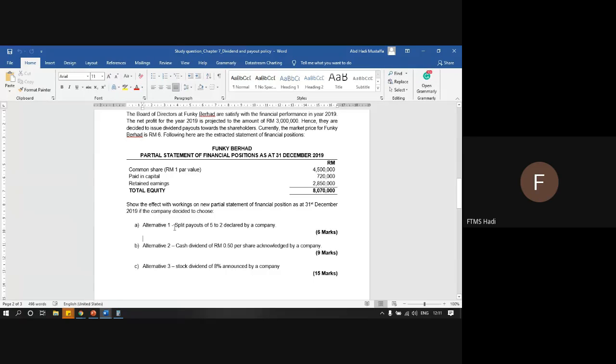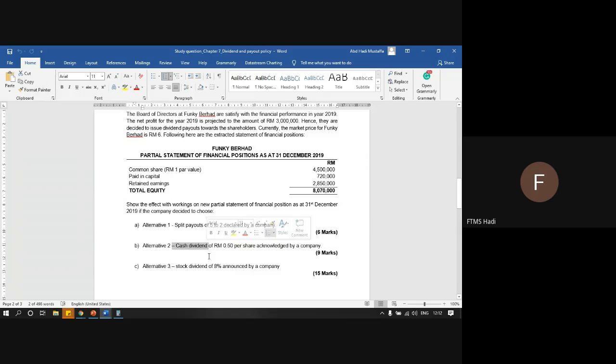So for alternative one, which type of payout should we use? Is it cash dividend, stock dividend, or stock split? Stock split. That means we only have to change the par value, right? So for split payouts, you need to change the par value only while maintaining all the other components. The second one, definitely cash dividend.